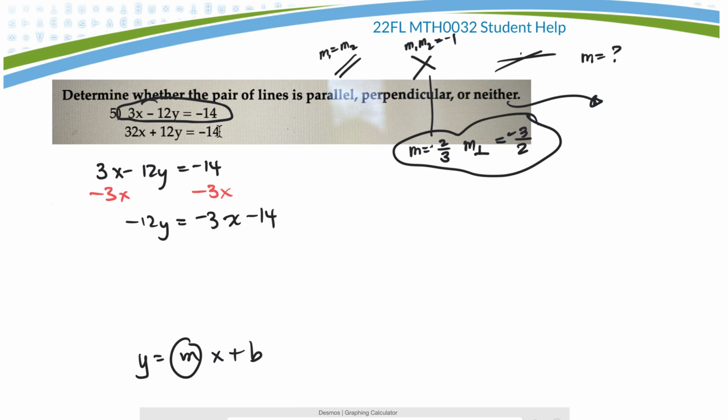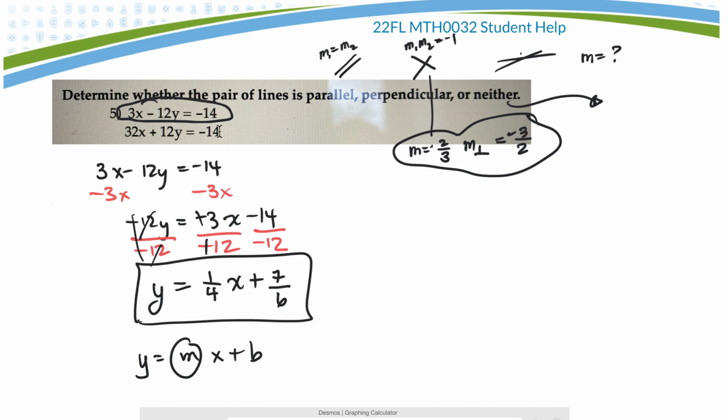Then I'll divide all the terms by negative 12. The 12s and the minuses cancel, so I'm just left with y. If you simplify 3/12, it comes out to 1/4 x, and then plus whatever 14/12 is. 2 will divide into both of those, so we'll call it 7/6. So that's the equation of the first line, and its slope is 1/4.